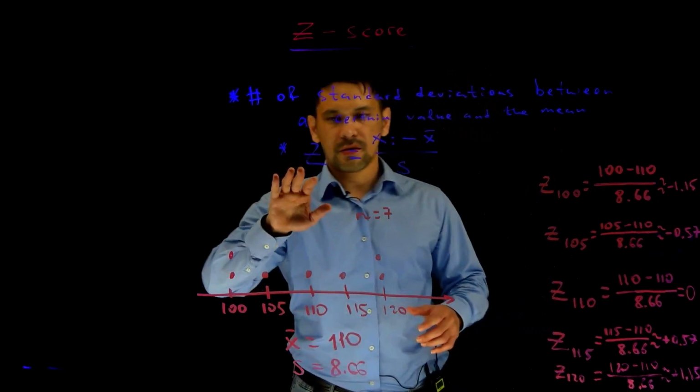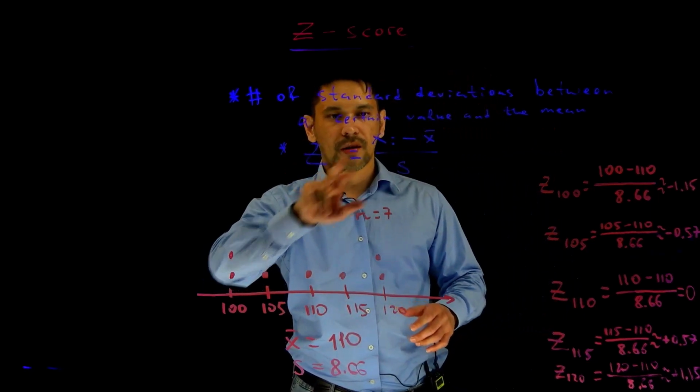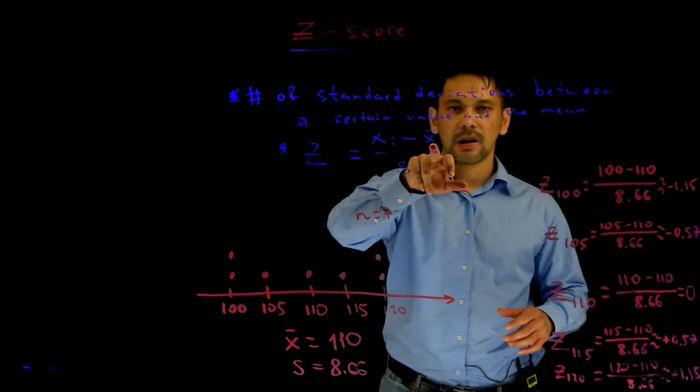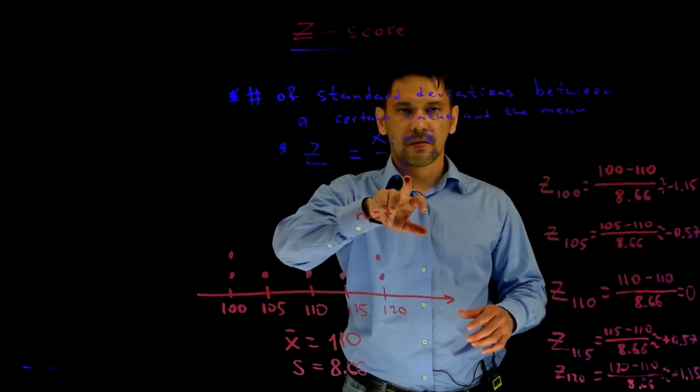To calculate the z-score for a certain value, you have to subtract the mean, which is the average, from that value, and then divide that difference by the standard deviation.